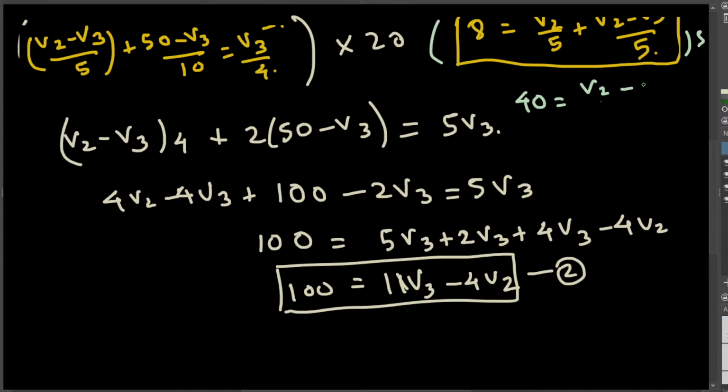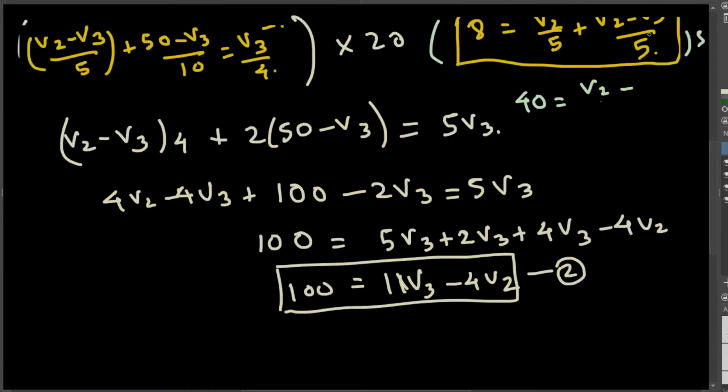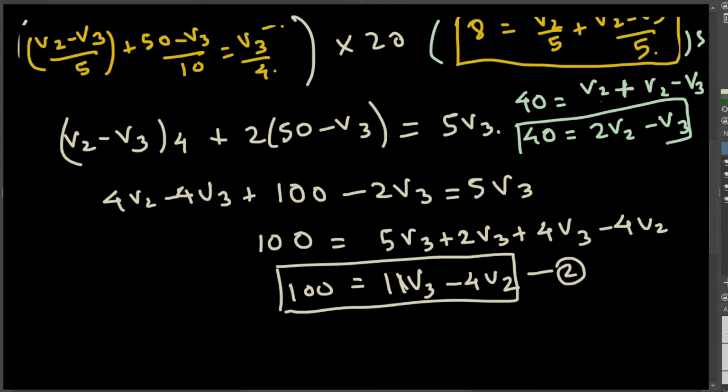and then here we are going to have this V2, this is V2 minus V3. The V3 is hidden, so V2 minus V3. Now we have got rid of all the denominators, and this is still plus right here. So this is going to be 2V2 minus V3 is equal to 40. So now we have simplified both of these equations. Now we can put them together and try to cancel something.